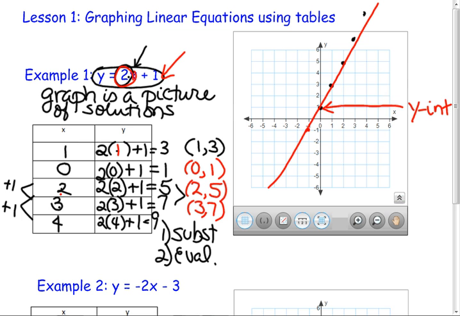So there's a variety of ways to graph. When in doubt, a table always works. So I thought I should actually teach you that skill on creating a table.